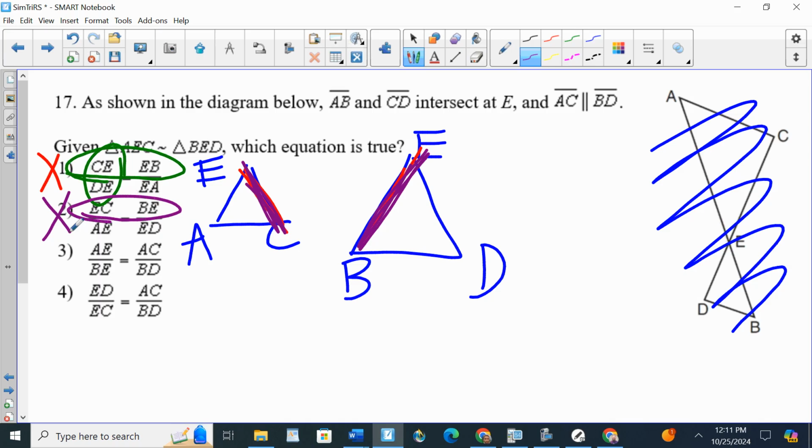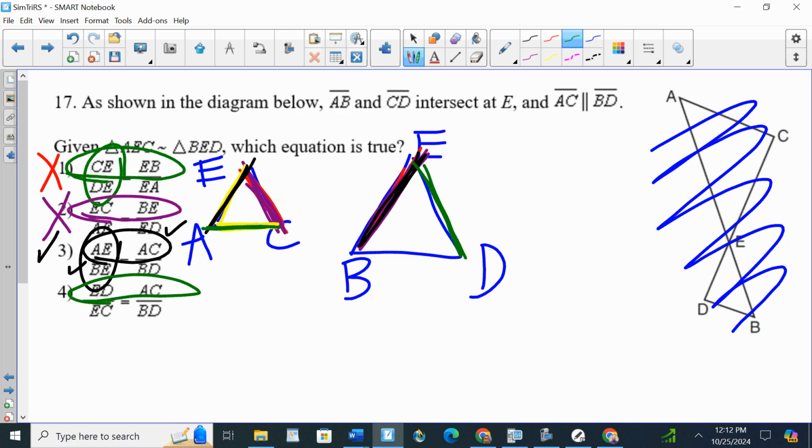All right, let's go yellow. AE, AC. That's good. They're in the same triangle. Now let's go in the other direction. AE, BE. They correspond. That direction's good. That one looks good. And let's try the final choice. ED, AC. They're not in the same triangle. They don't correspond. It's not correct. The correct one is choice 3.